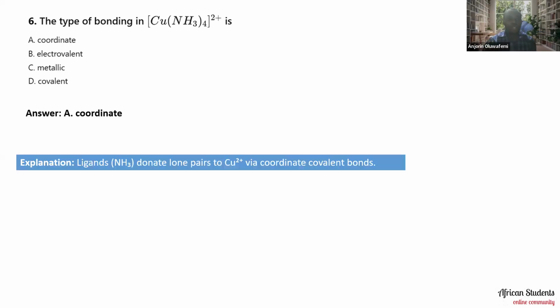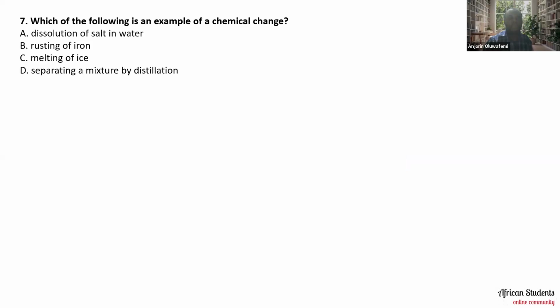Okay. Now, the type of bonding in this particular compound is what? Is it coordinate, electrovalent, metallic, or covalent? And the answer is coordinate. Ligands, ammonia donates lone pairs to the copper(II) ion by coordinate covalent bond. So it's a coordinate bond, or coordinate covalent bond, that exists between those atoms here that forms the complex.